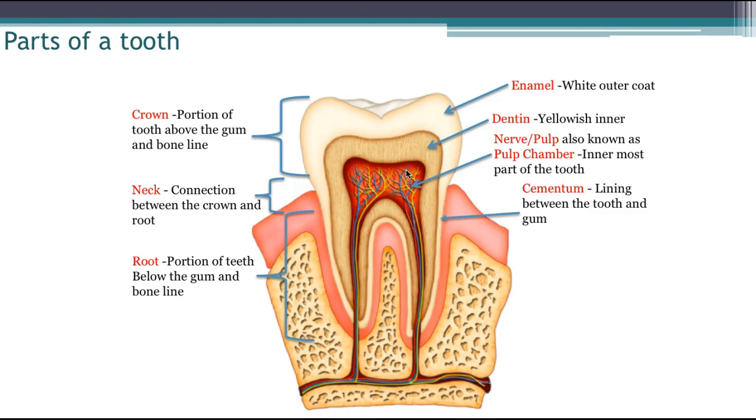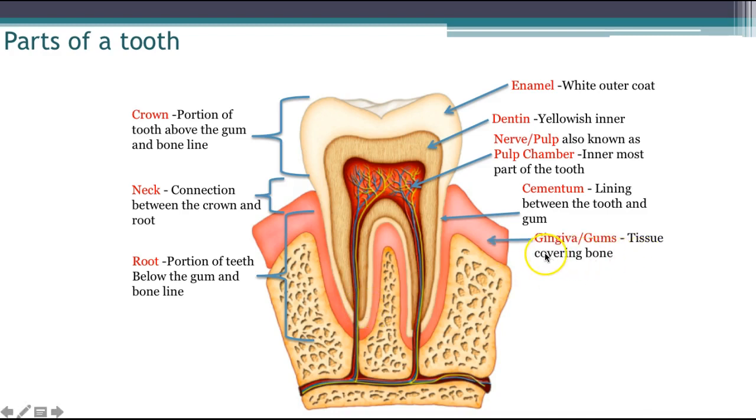Then you have your cementum. This is the part of your tooth that is below your gums that extends all the way around. This attaches your gums and your bone to your tooth. So cementum comes from the word cement. It's basically there to hold your tooth in place in the bone.